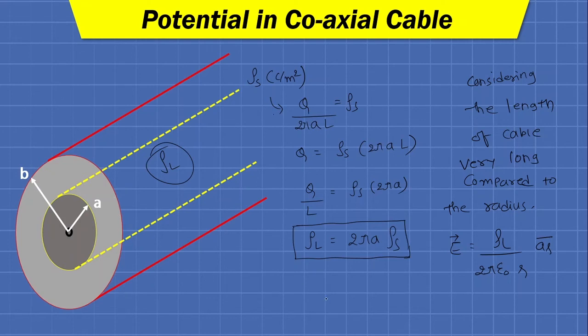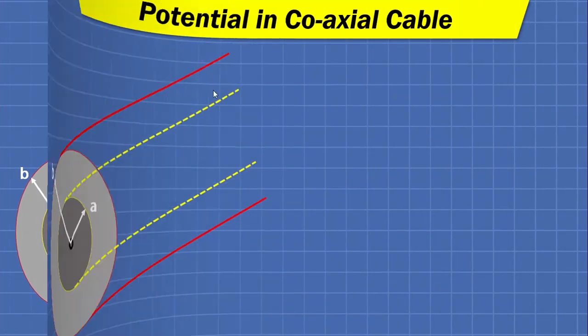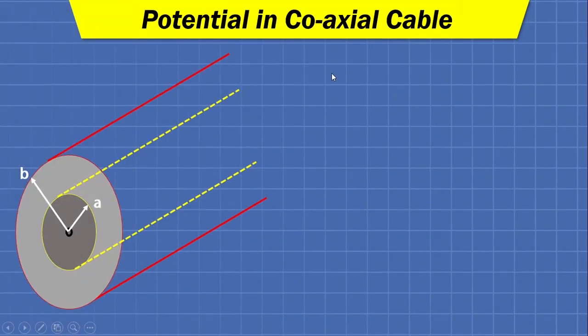Fine. Again, considering dL bar equals dr a r bar plus r d phi a phi bar plus dz a z bar. Okay, so for this case we are going to use the second path of determining the potential. So the second path was, first we will calculate E bar dot dL bar.